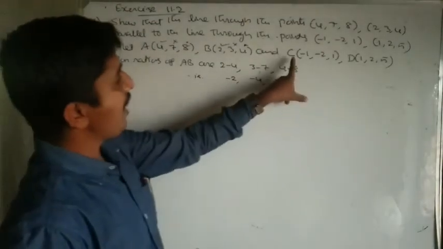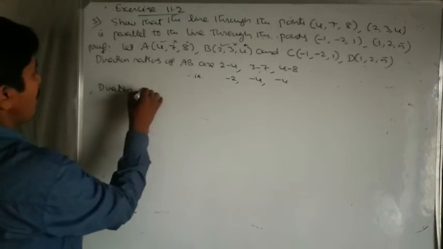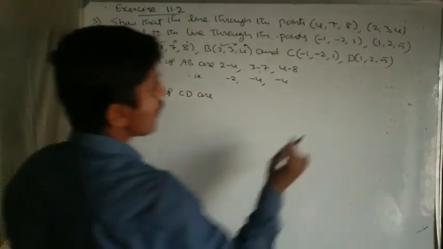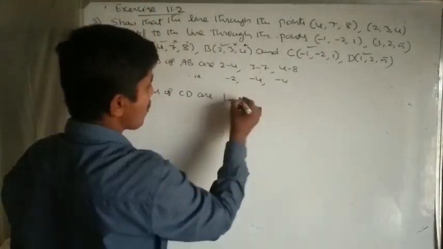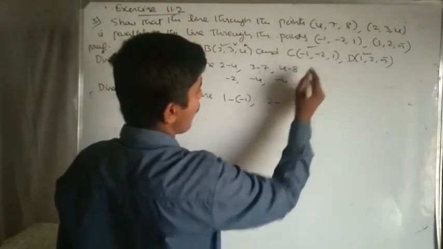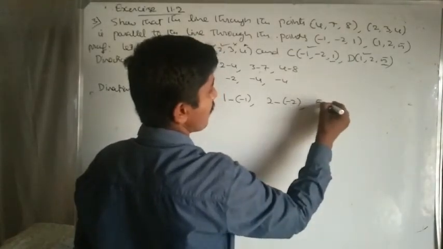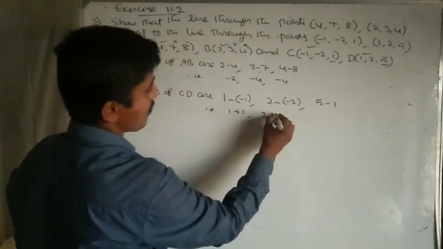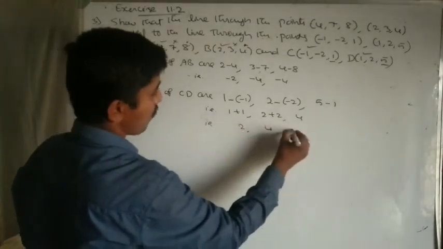Now similarly find direction ratios of CD. The difference of the x coordinates, 1 minus of minus 1; the difference of the y coordinates, 2 minus of minus 2; the difference of the z coordinates, 5 minus 1. 1 plus 1 is 2, 2 plus 2 is 4, 5 minus 1 is 4.